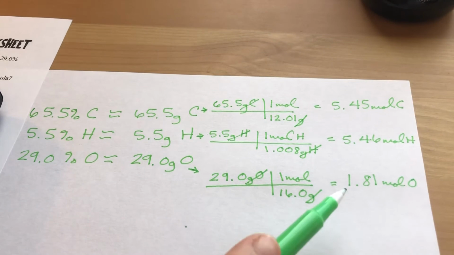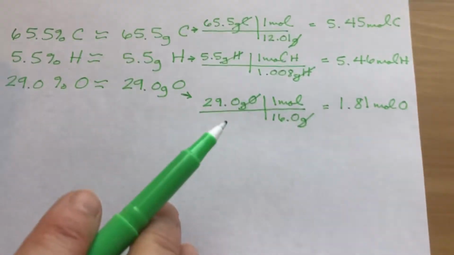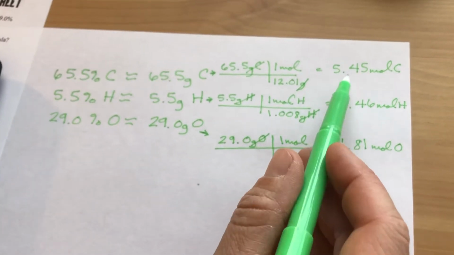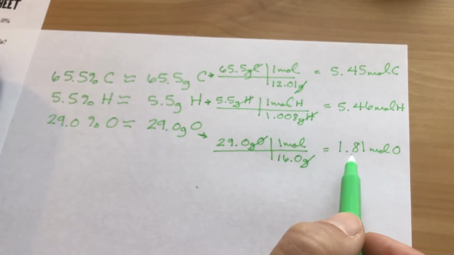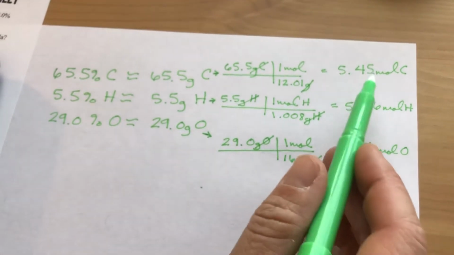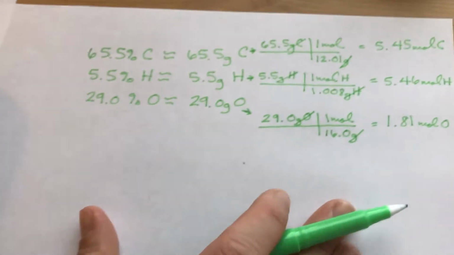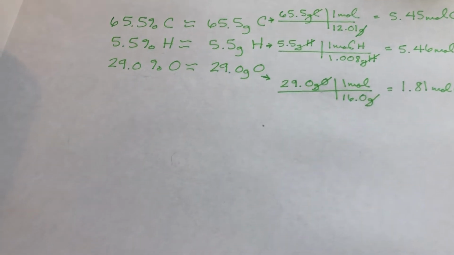Now that I have these molar quantities, what I need to do is figure out which one's the smallest. So these two are pretty much equivalent. This one is 1.81. This is my smaller molar value. So now I need to take all of these molar values and divide them by the smallest molar value. So I'm going to come over here and do this with a different color.